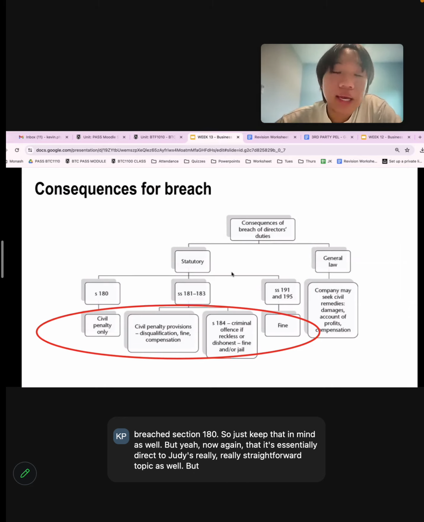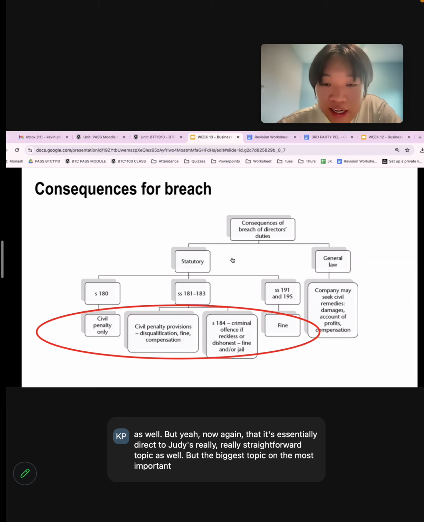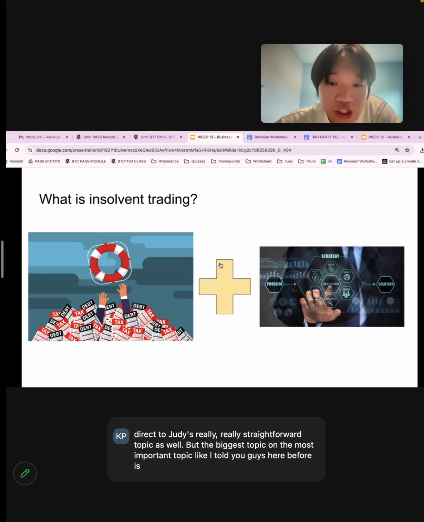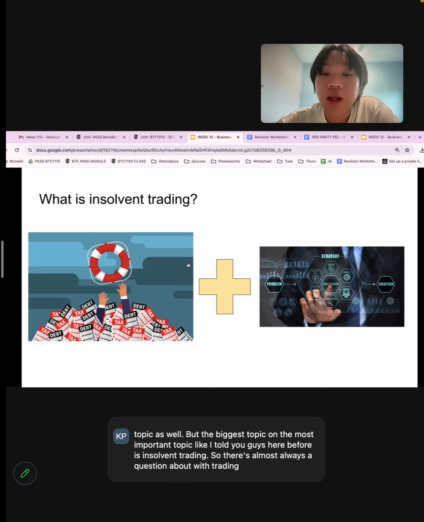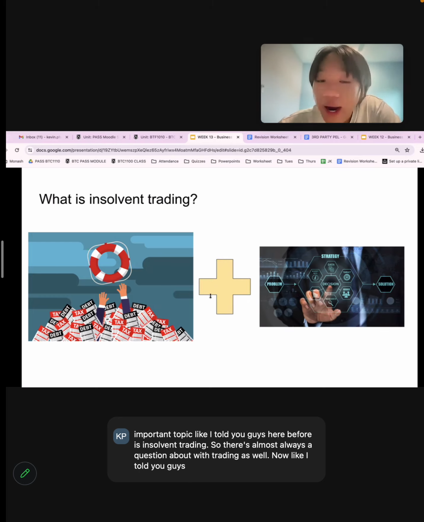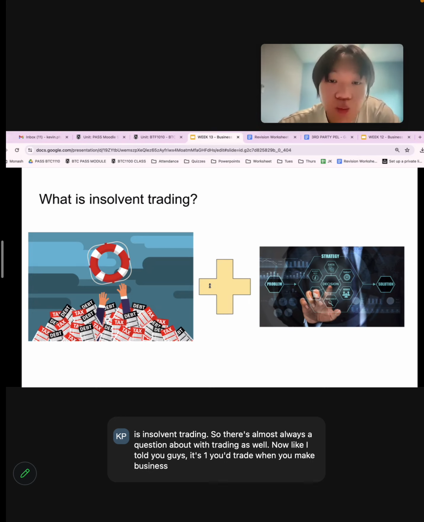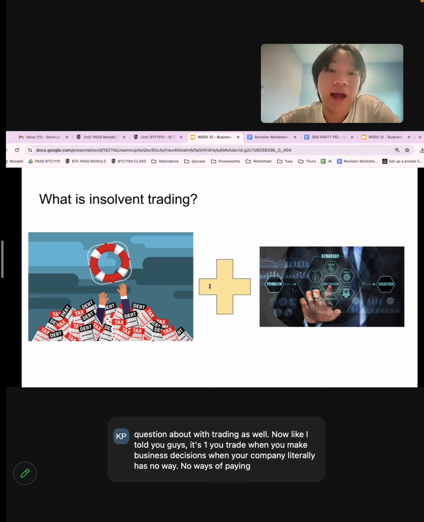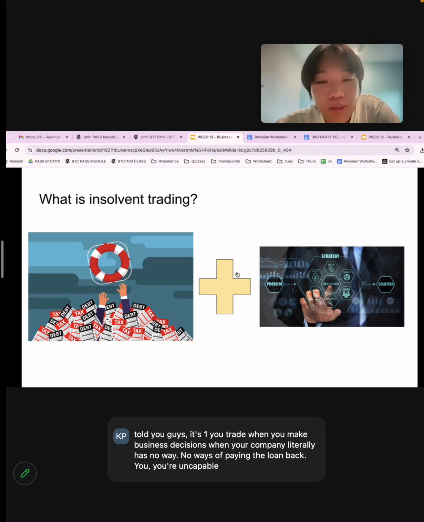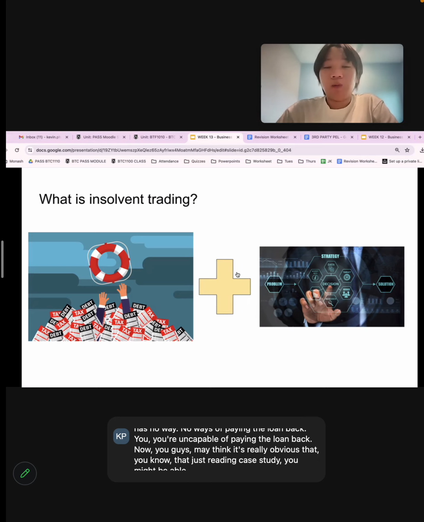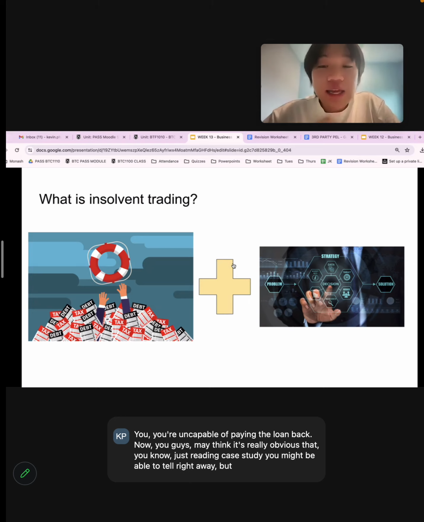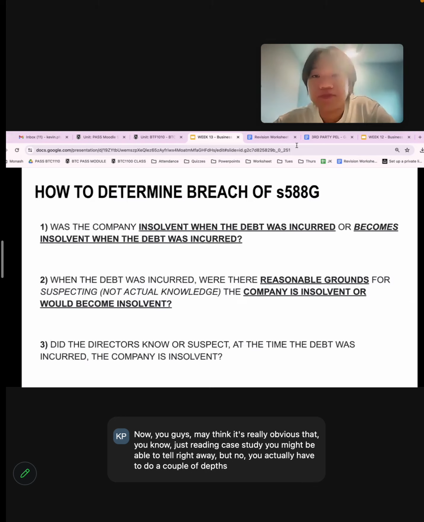But the biggest topic, the most important topic, like I told you guys before, is insolvent trading. There's almost always a question about insolvent trading. Like I told you, it's when you trade, when you make business decisions, when your company literally has no ways of paying the loan back. You're incapable of paying the loan back. You guys may think it's really obvious, that just reading a case study you might be able to tell right away. But no, you actually have to do a couple steps to prove it.